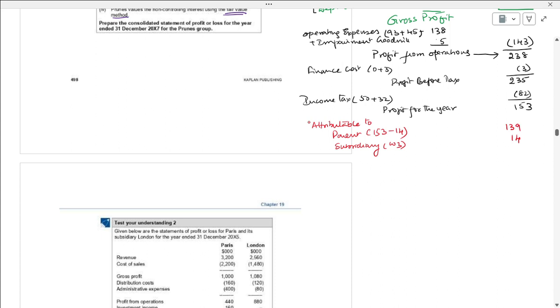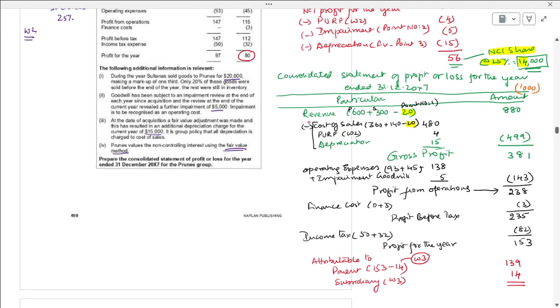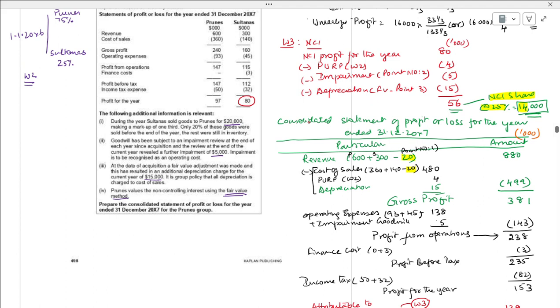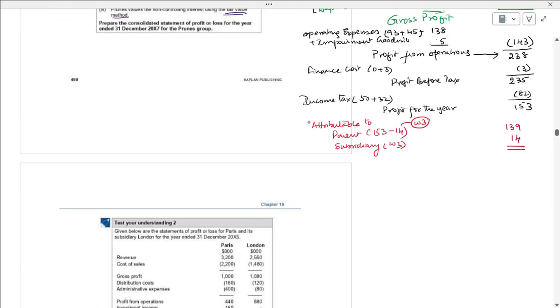This is a little tricky, don't worry about it. Once we do it, the second time we will automatically learn. The 14 comes from working 3, and the 153 we got from here. We see profit for the year is 153.